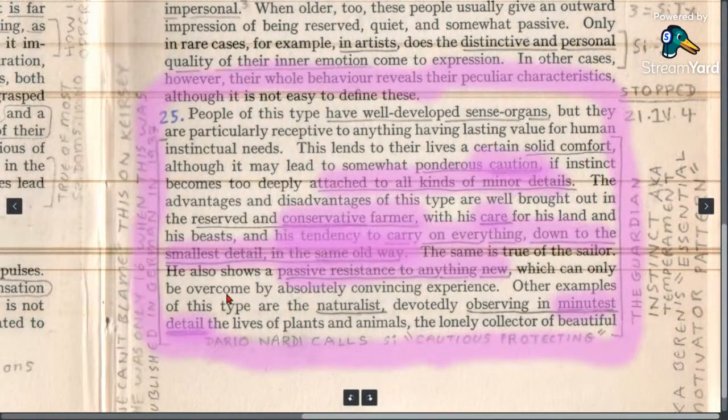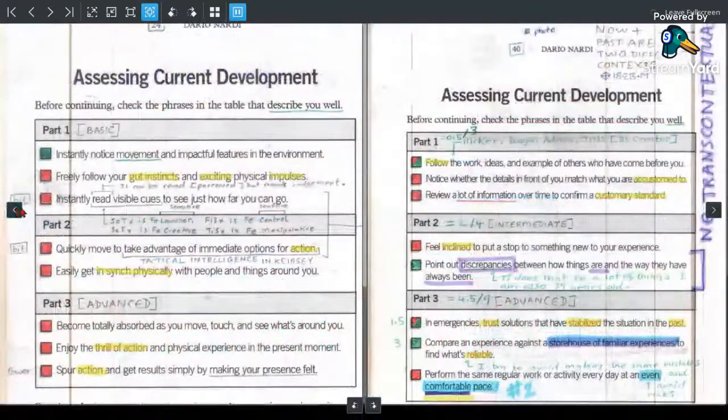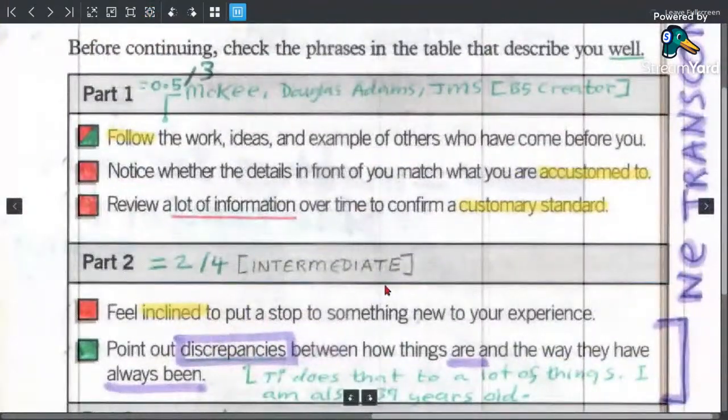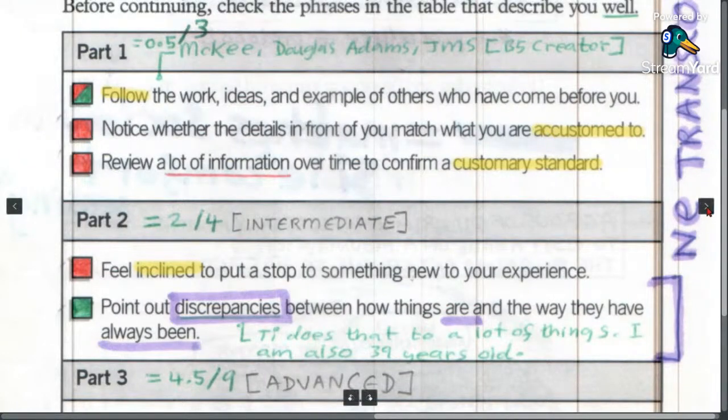The same is true of the sailor. Sailor? I don't know about that. He also shows a passive resistance to anything new. Feel inclined to put a stop to something new to your experience. Come on. Van der Hoop nailed it.